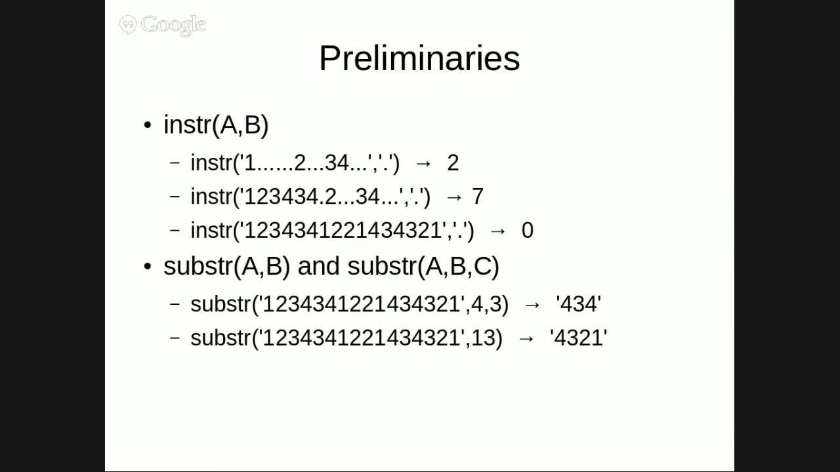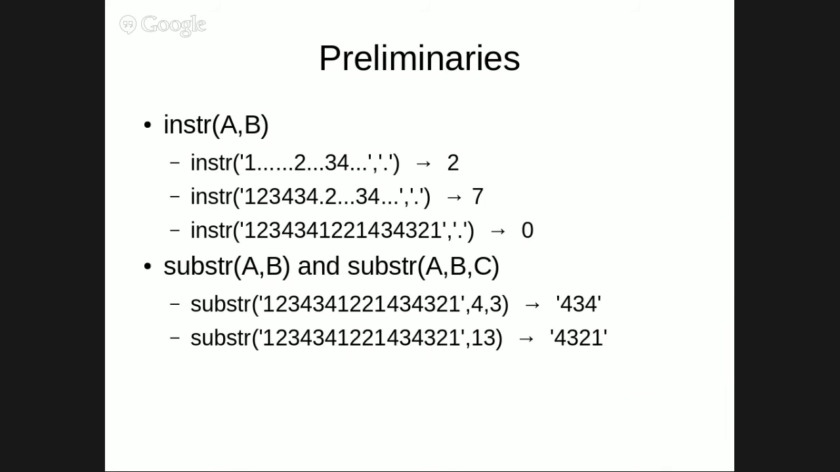And then we have a substr function, which takes a subset of the string. And the string is in A, and then B is the first character of the substring, and C, if it exists, is the number of characters in the substring, or if C is omitted, it just returns the rest of the string, the tail.